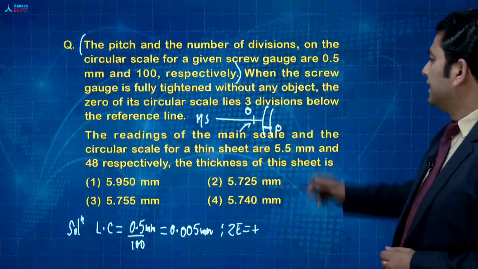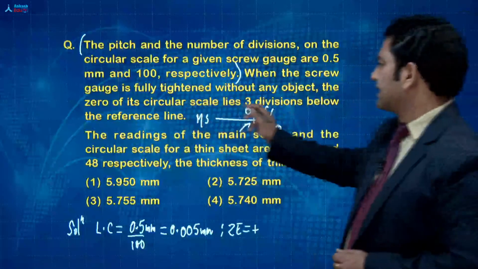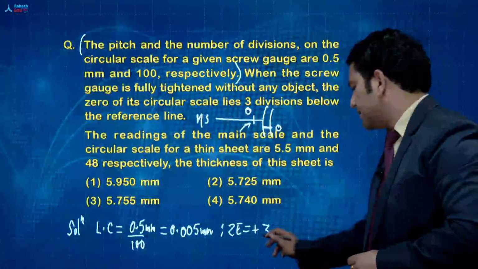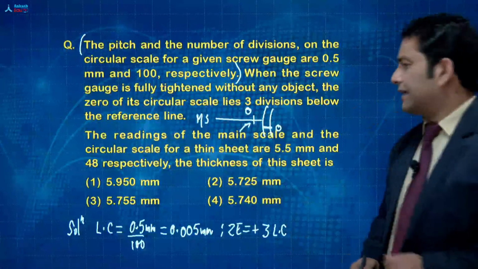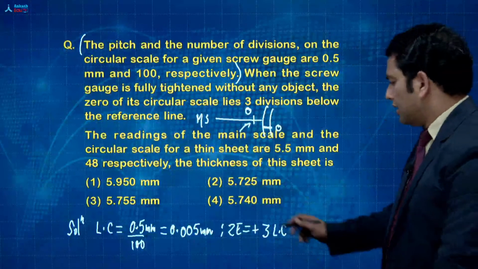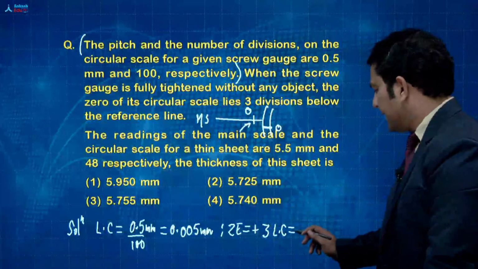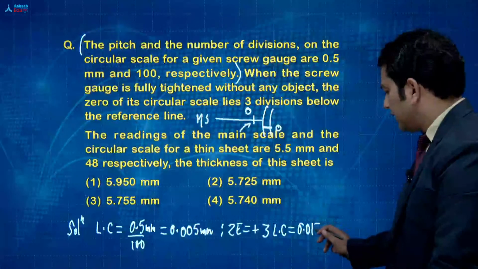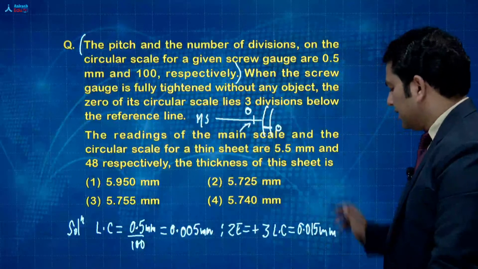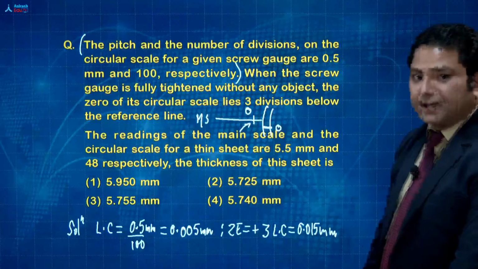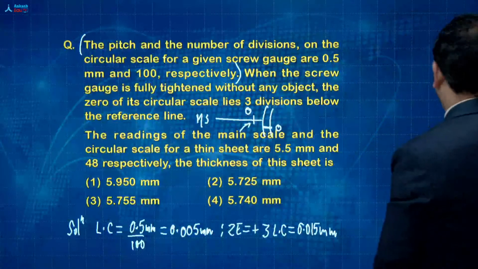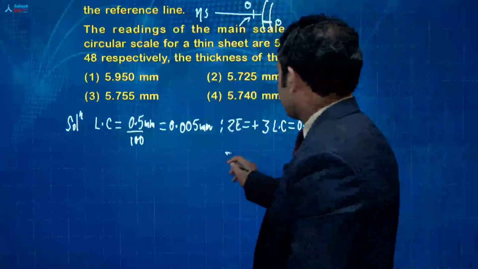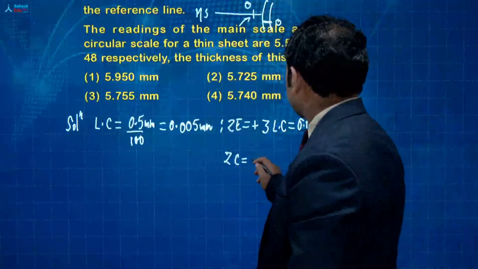Let's see. 0 of the circular scale lies 3 division below the reference line. So plus 3 multiplied by least count. That's how it goes. और least count की value वहां पर है, so that is 0.015 millimeter. Hey guys, now how much is the zero correction? एक काम करते, इसको ऊपर बढ़ाते, okay? The zero correction, that is negative of 0 error.